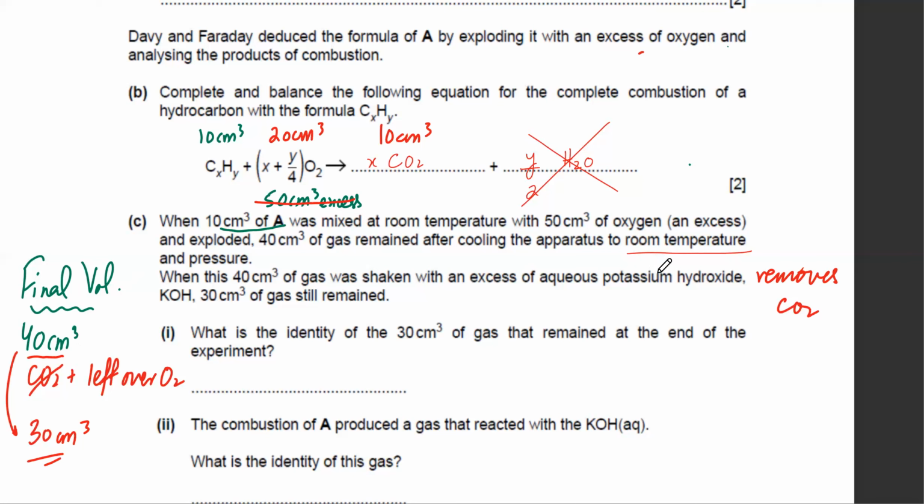And then he removed the carbon dioxide, and the volume of the gas decreases to 30 cm cube. So how much carbon dioxide was removed? 10 cm cube. So the amount of carbon dioxide present here was 10 cm cube. And what's the leftover 30 cm cube? That's the oxygen. Of the 50 cm cube of oxygen used initially, 30 cm cube is still left at the end. So only 20 cm cube took part in the reaction.